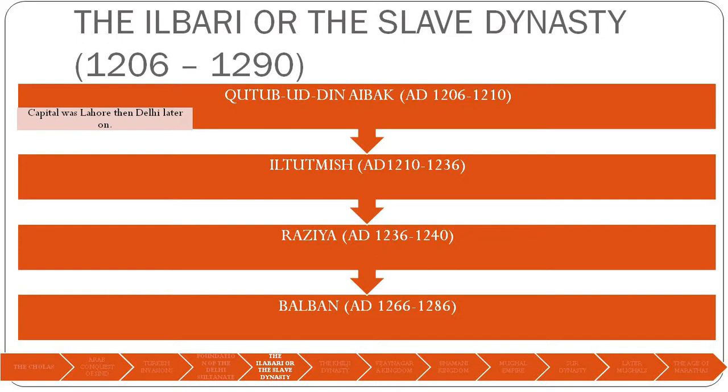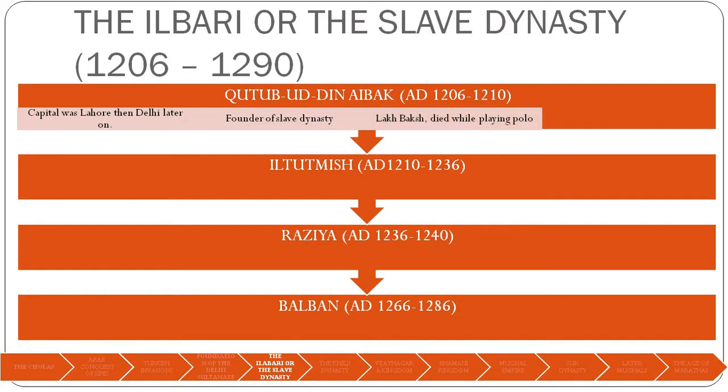He was the founder of the slave dynasty, also called Lakh Baksh because of his generosity. Qutb ud-Din Aibak laid the foundation of Qutb Minar after the name of the famous Sufi saint Khwaja Qutb ud-Din Bakhtiyar Kaki, and built the Quwwat-ul-Islam, which was the first mosque in India. So it's an important point here. The first mosque in India was built by Qutb ud-Din Aibak.